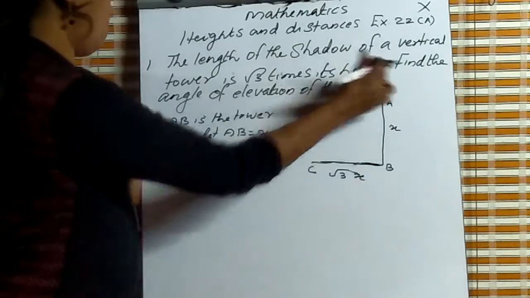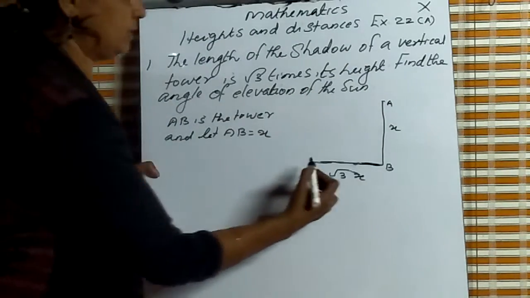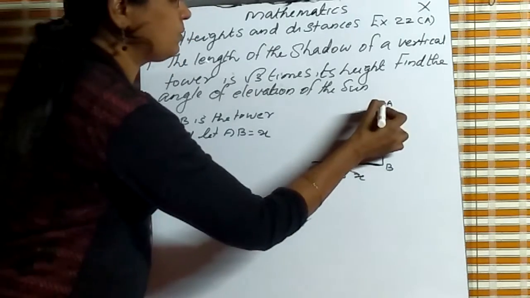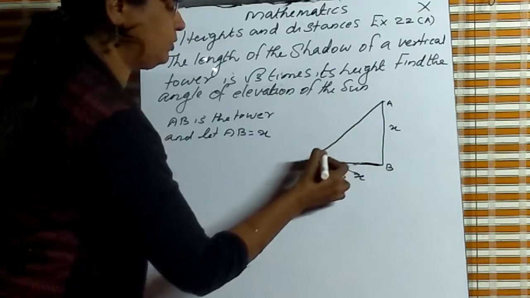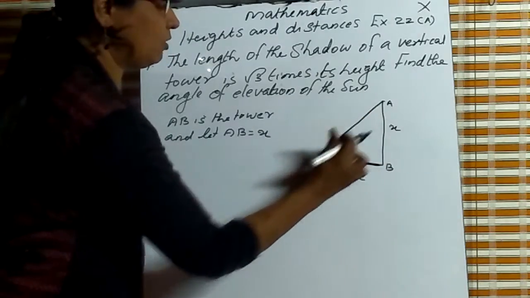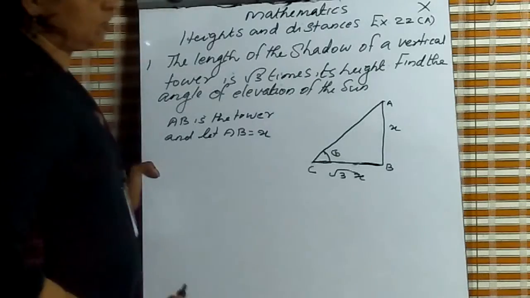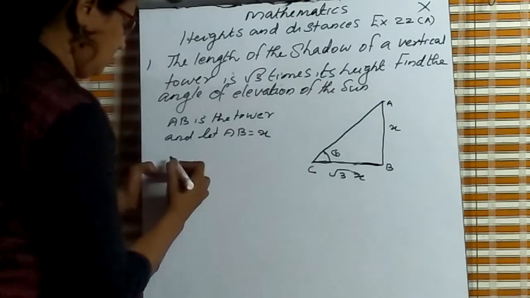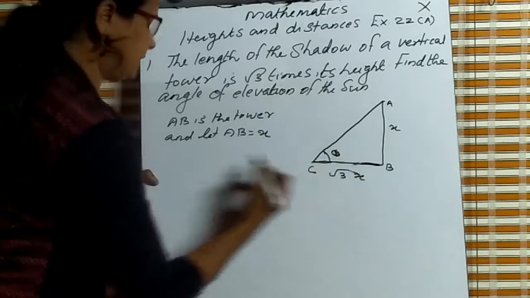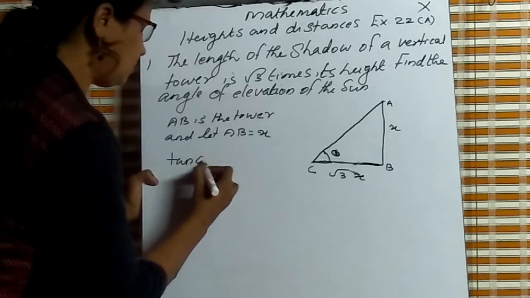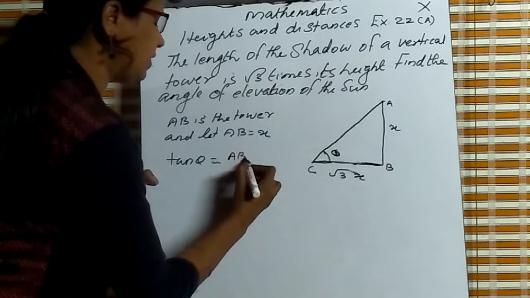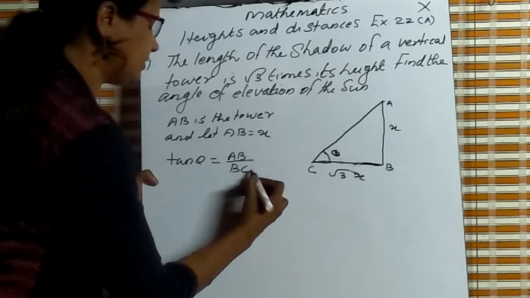Our question is, find the angle of elevation of the sun. BC is the length of the shadow. We have to find this angle, the angle of elevation of the sun. To calculate this angle, let it be theta. Based on this angle, what is tan theta? Tan theta is equal to opposite side by adjacent side.